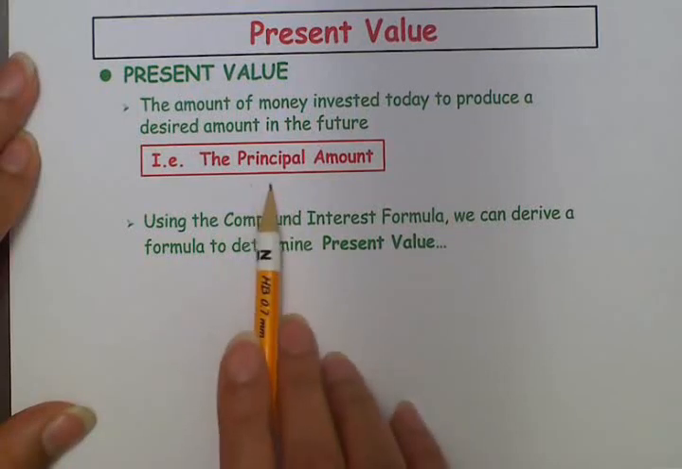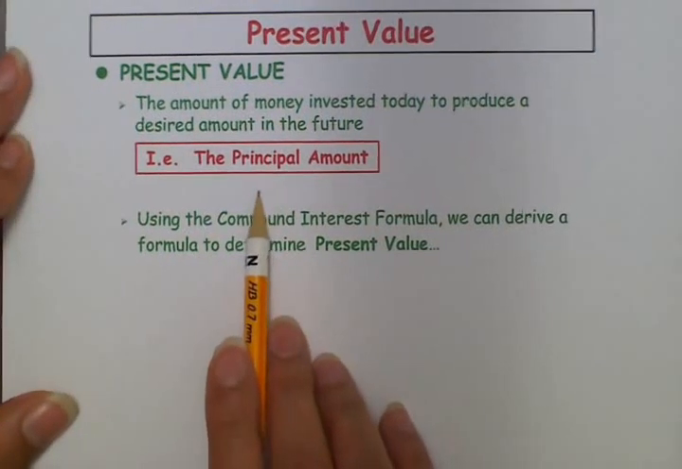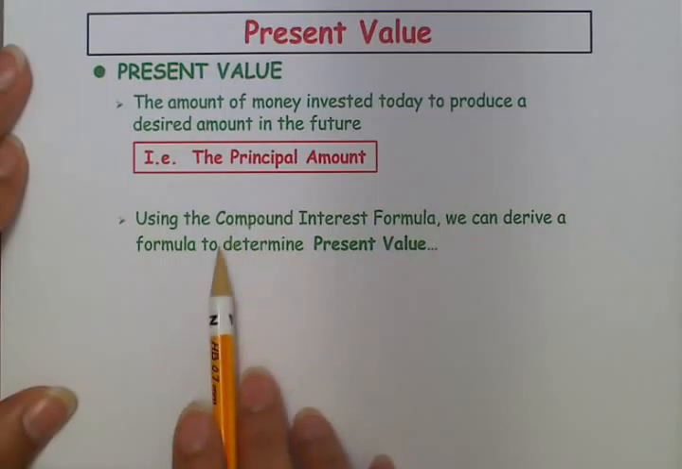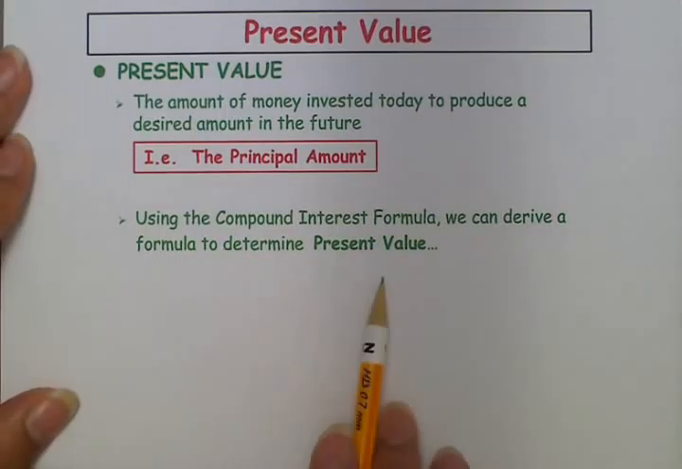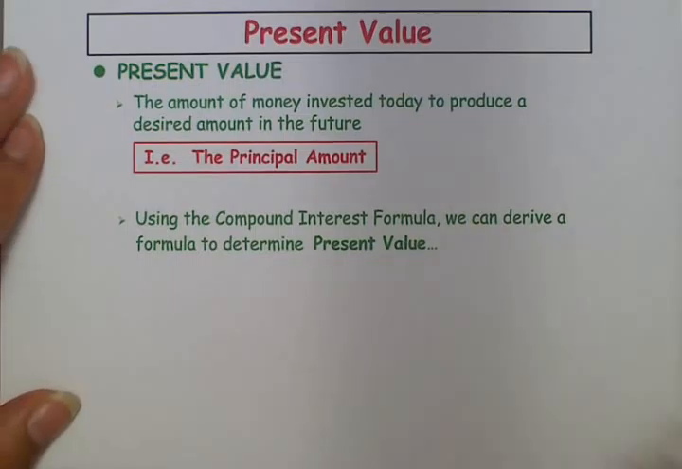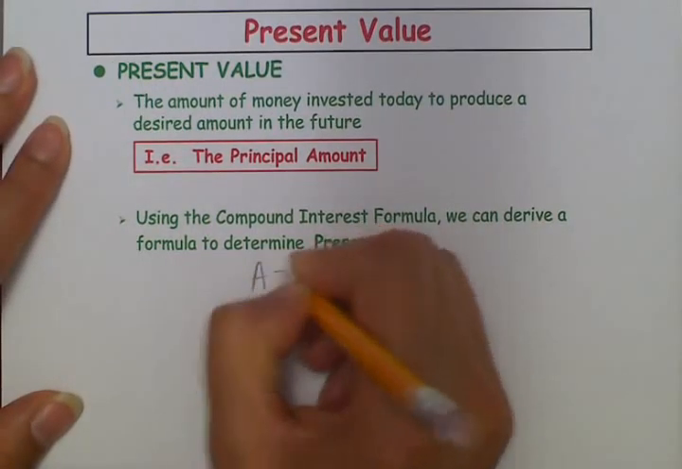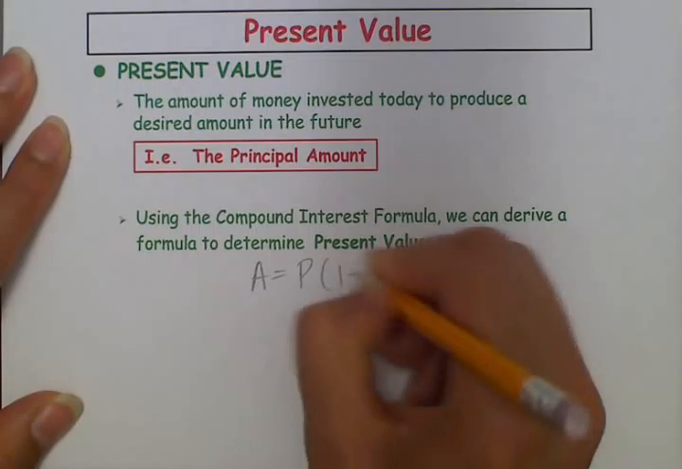the amount of money you're investing right now. Okay? And so we can actually use the compound interest formula to derive the formula that represents present value. And so the compound interest formula was A equals P times 1 plus I to the exponent n.